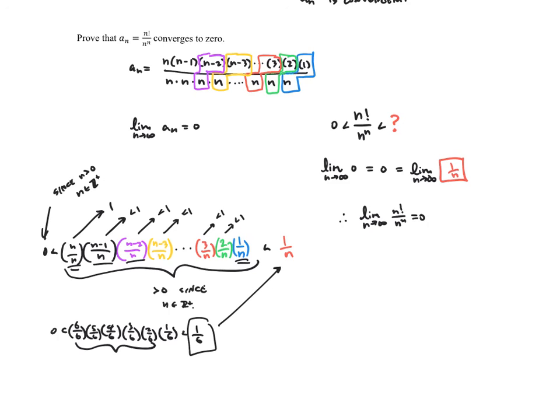Thus, I know that the limit as n approaches infinity of 1 over n is equal to 0. Therefore, this is not a formal proof, it's just kind of an informal proof, if you will. I've now shown that the limit as n approaches infinity of n factorial over n to the nth is equal to 0. That tells me that n to the nth overwhelms n factorial as n approaches infinity.